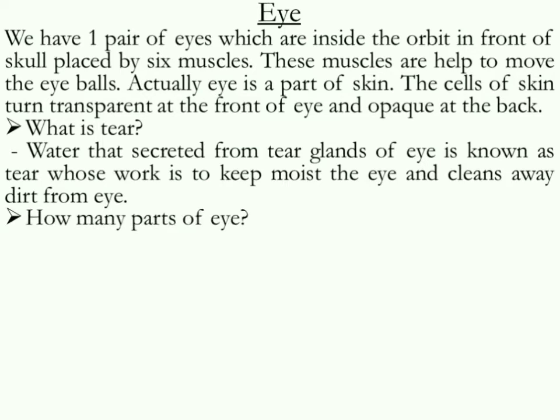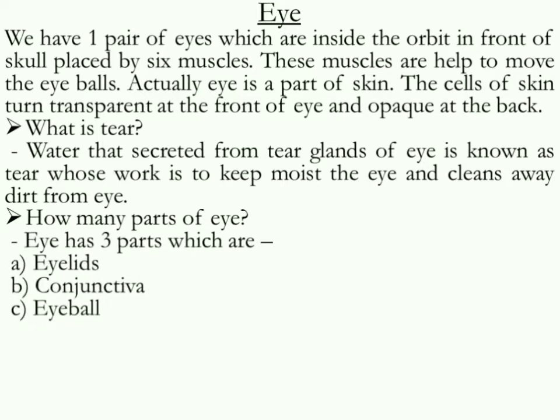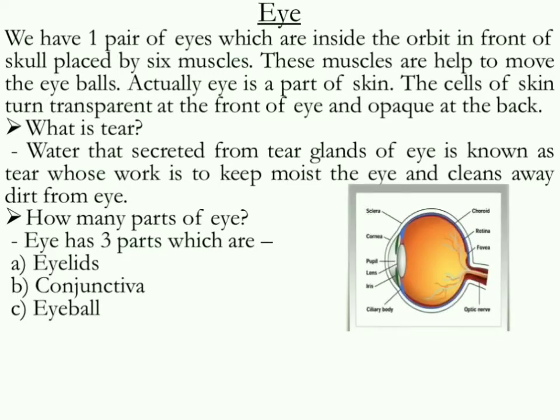So how many parts does the eye have? If you see, there are actually 3 parts of the eye. They are eyelids, conjunctiva, and eyeball. Now here is a picture of the eye. You can see every mentioned part here. Now let us know about these parts.